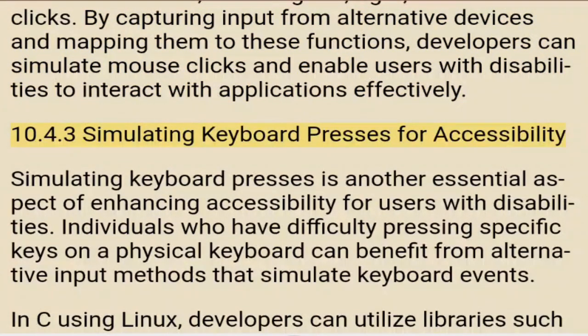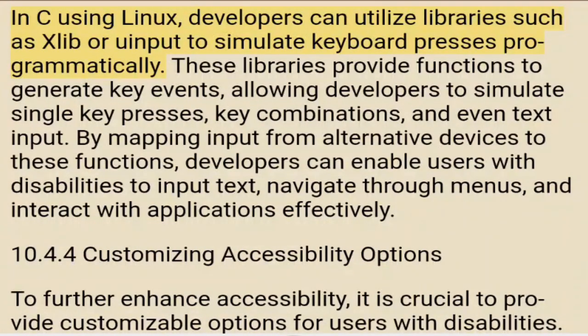10.4.3 Simulating keyboard presses for accessibility. Simulating keyboard presses is another essential aspect of enhancing accessibility for users with disabilities. Individuals who have difficulty pressing specific keys on a physical keyboard can benefit from alternative input methods that simulate keyboard events. In C using Linux, developers can utilize libraries such as xlib or uinput to simulate keyboard presses programmatically. These libraries provide functions to generate key events, allowing developers to simulate single key presses, key combinations, and even text input. By mapping input from alternative devices to these functions, developers can enable users with disabilities to input text, navigate through menus, and interact with applications effectively.